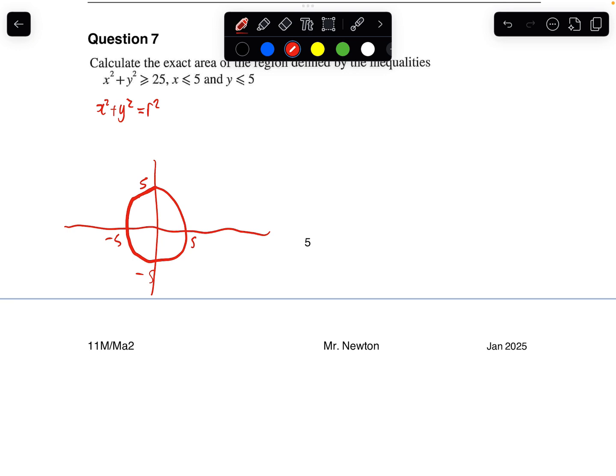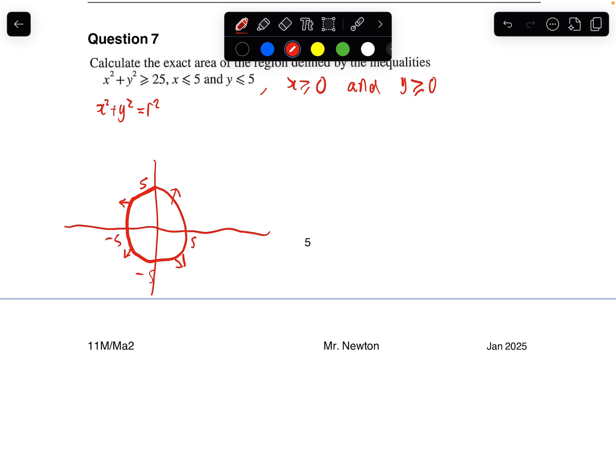Technically it's greater than or equal to, so I do want a full line. Since we have greater than this, it means we are going to be on the outside of the circle. Hopefully that makes sense. Just remember those other things. We should have x greater than or equal to 0 and y greater than or equal to 0.